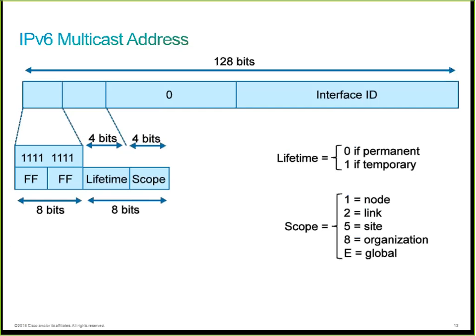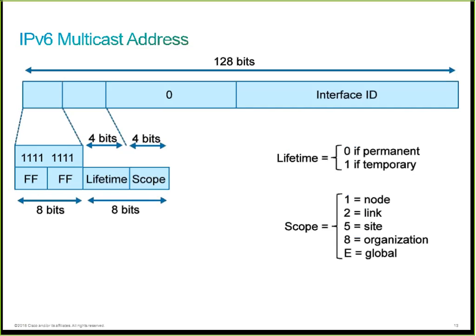Understood that part? After that, in the next 8 bits, 4 bits are called the lifetime. Under lifetime, if the 4 bits are 0, it is called permanent. Permanent means a fixed lifetime, with no ending value; it's an infinite lifetime. But if it is 1, it means a temporary lifetime. That is what these 4 bits represent.